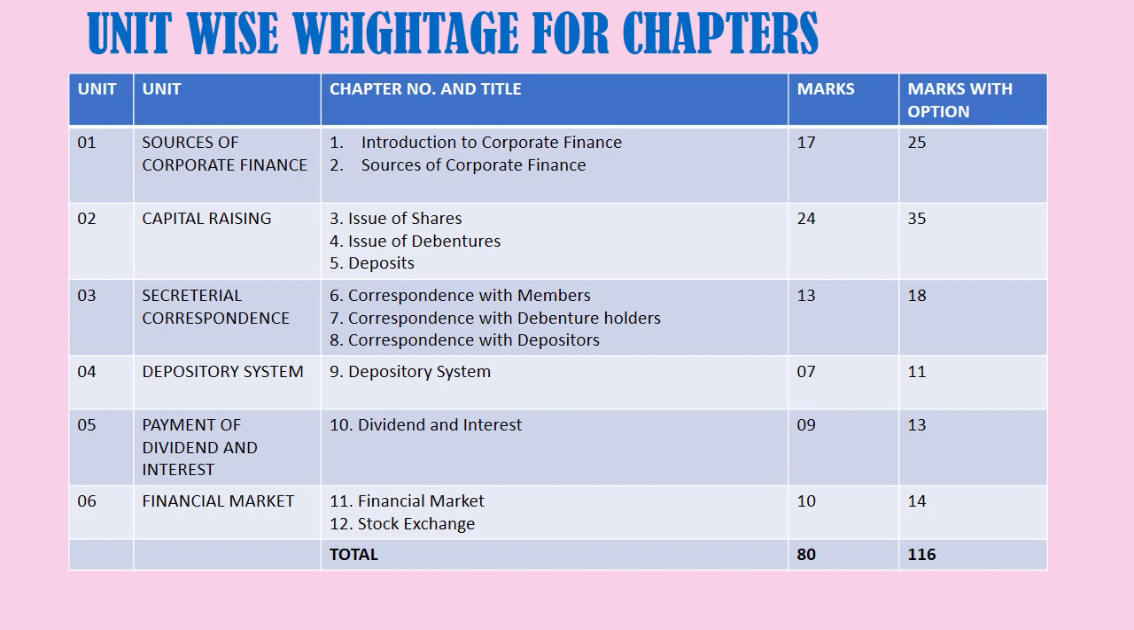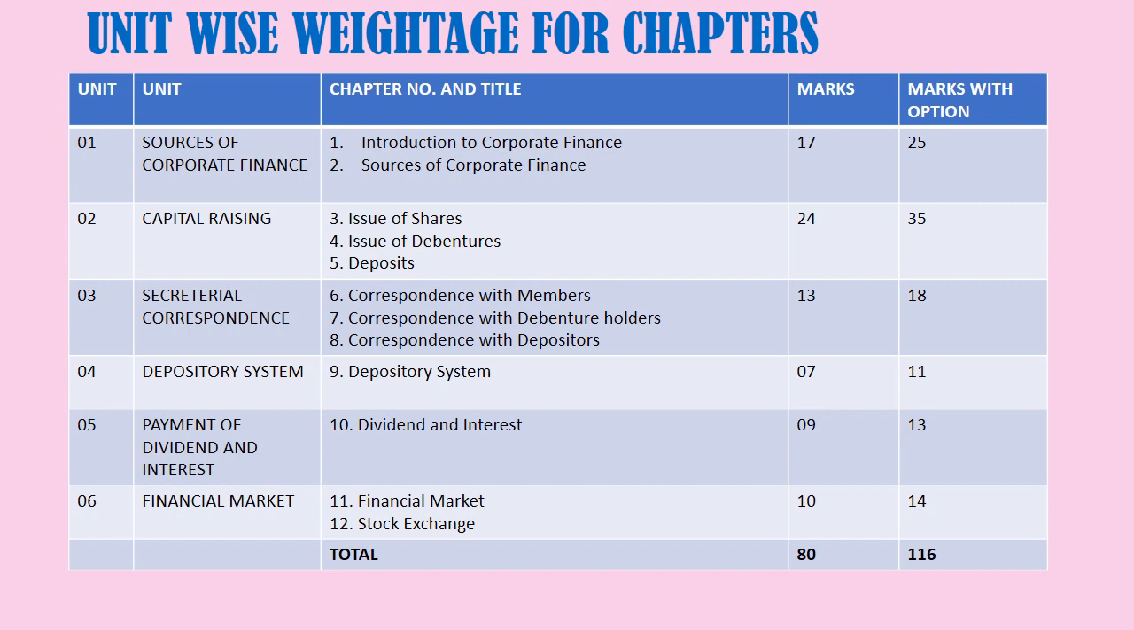Unit 5, payment of dividend and interest. You have the 10th chapter, that is dividend and interest. For this chapter, without option you have 9 marks, and with option you have 13 marks. Unit 6, financial market. There are 2 chapters, financial market and stock exchange. For these 2 chapters together, there are 10 marks, and with option you have 14 marks. Total your paper is of 80 marks, and with option you have 116. That means you are supposed to attempt an 80 marks question paper out of this.